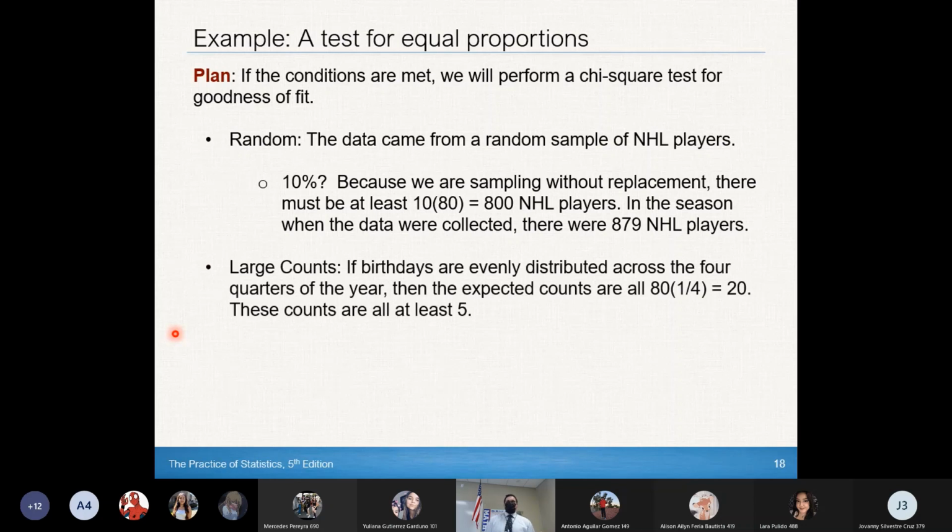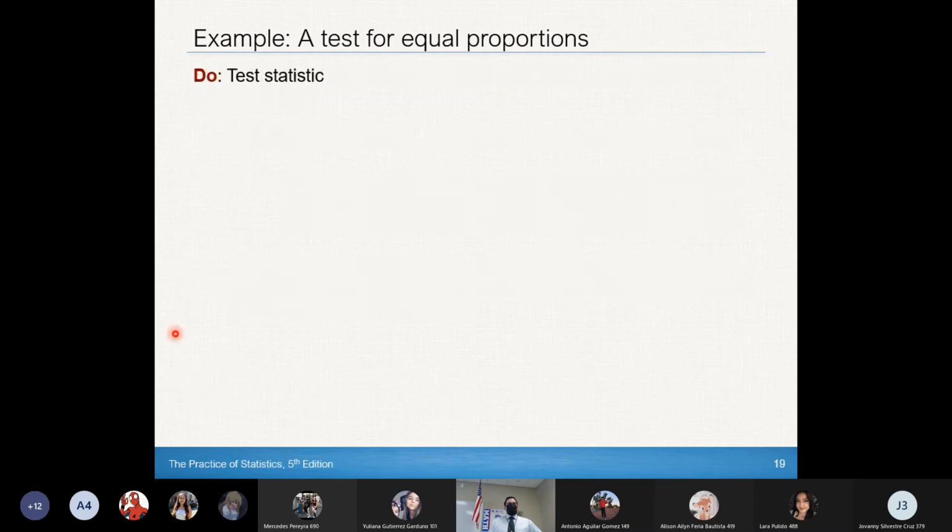Large counts: if birthdays are evenly distributed across the 4 quarters of the year, then the expected counts are all 80 times 1 quarter, equaling 20. These counts are all at least 5. So then we do some math.